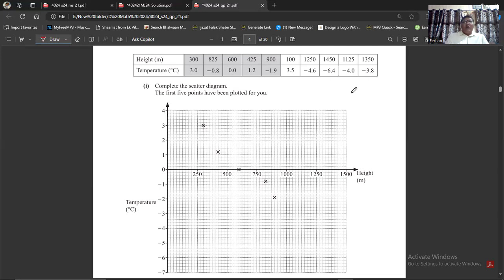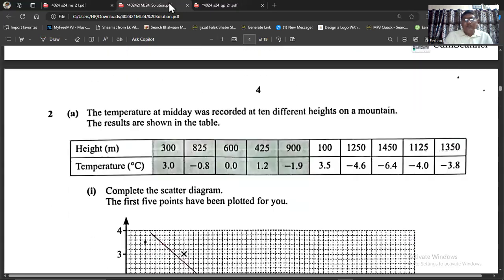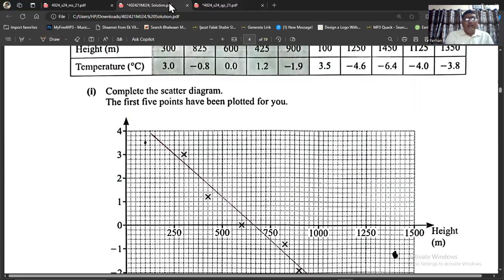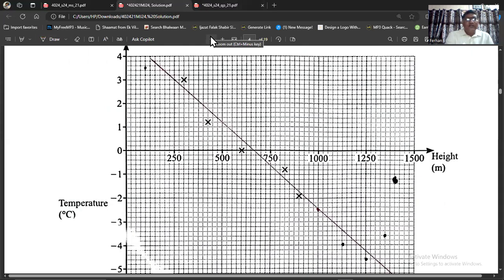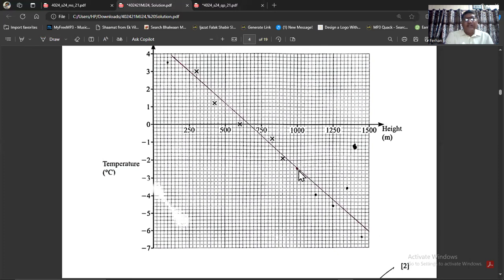At 1125, you will put the dot of minus 4, and at 1350 meter, there you will put the dot of minus 3.8. So I have plotted these points. Let me show you. So this is one point, then the other point is this one, this one, this one, this one, and then this one.